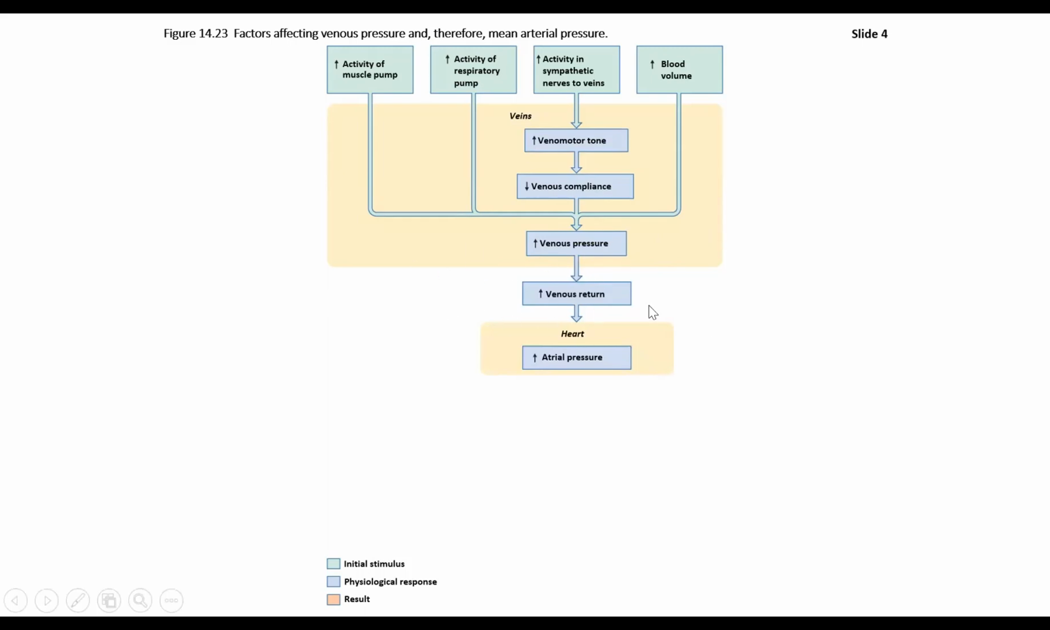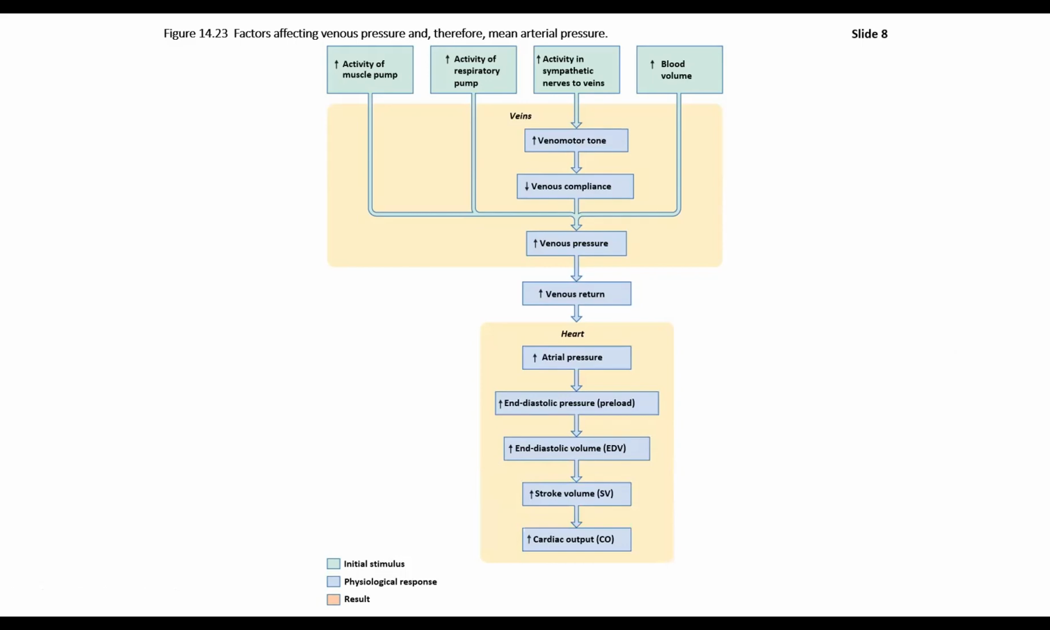How much blood is making its way back to the right side of the heart, okay? That's going to increase atrial pressure, right? Think about the heart now. So if more blood is coming back into my right atrium, that's going to increase my end diastolic pressure. In other words, my preload, how much blood is filled into that atria. That will likewise increase my end diastolic volume, okay? And then that will also increase my stroke volume and my cardiac output.